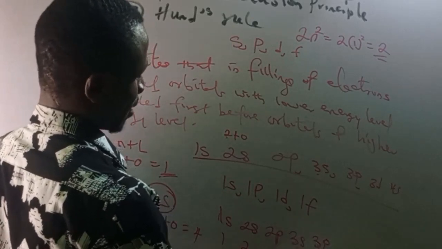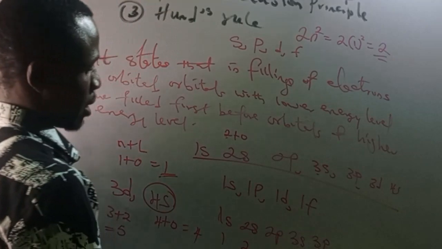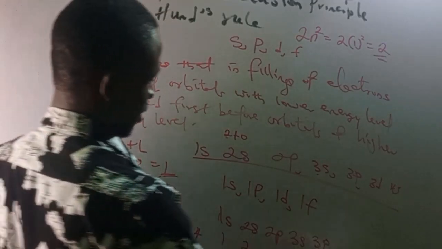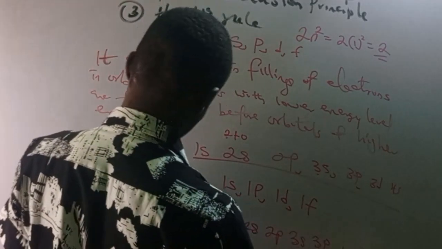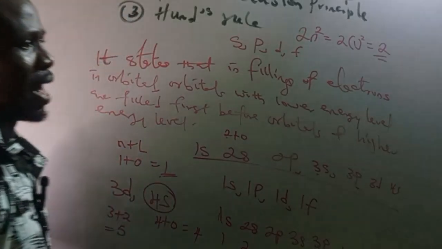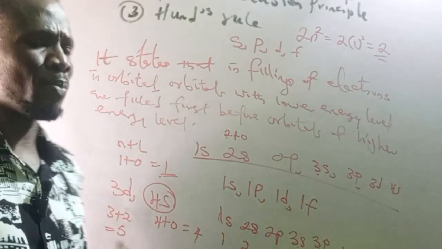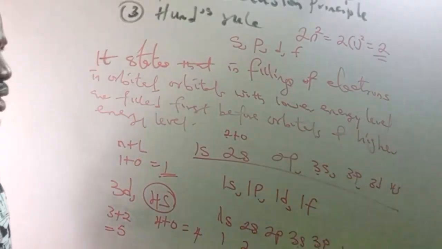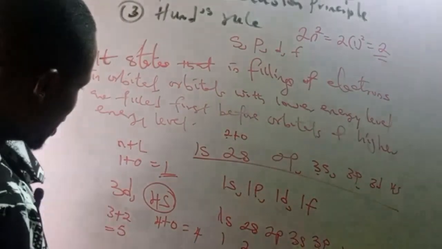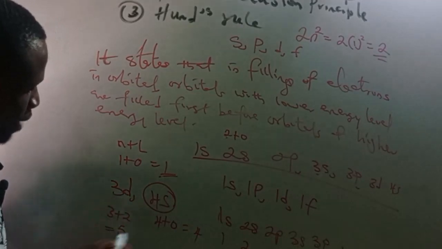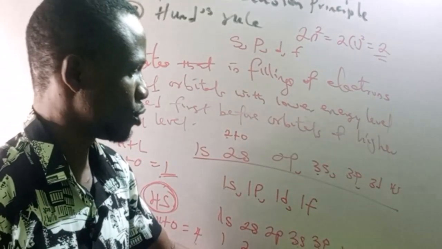That is 3 plus 1 is 4. Then after 3p is supposed to be 3d, but 4s has lower energy first. 4s is still 4. Before 3d, which is 5. So they fill based on the n plus l value. There is a condition attached to that. When the n plus l values are the same, the one with lower n value fills first. Here, the n plus l value is not the same. It's 5 and 4. So 4s fills first before 3d. That's why you have 4s filled before 3d.